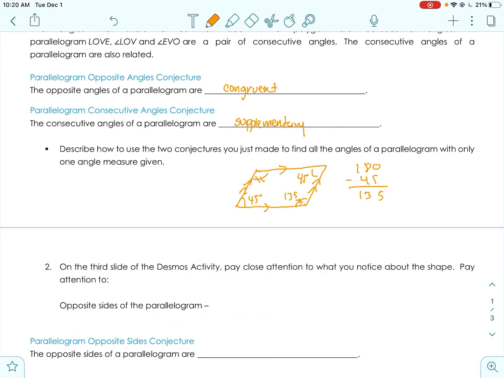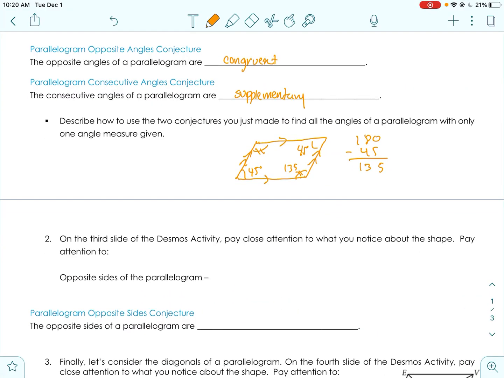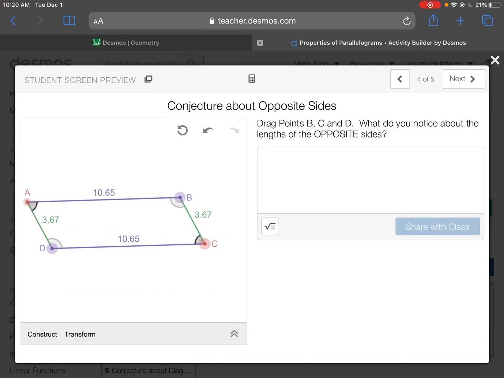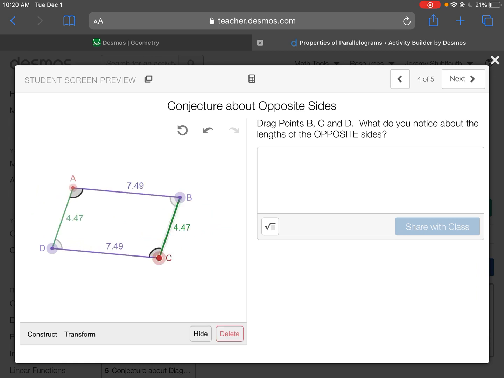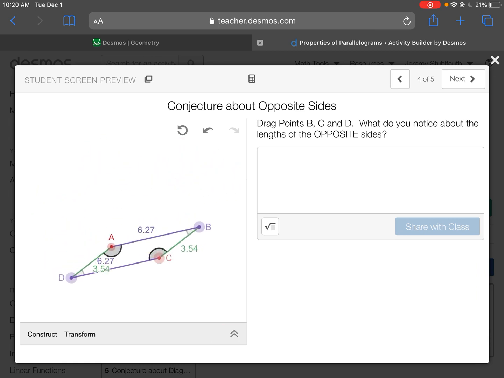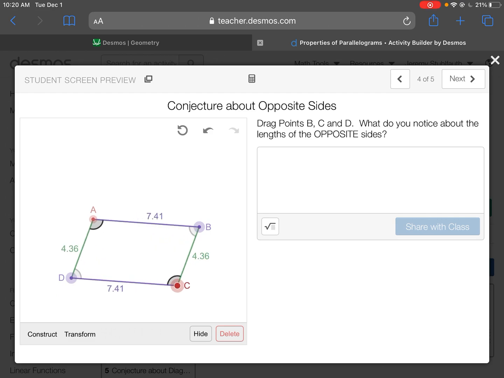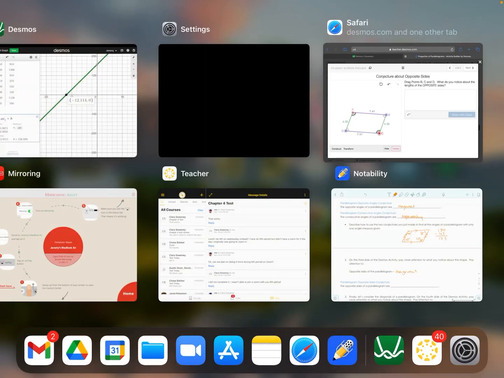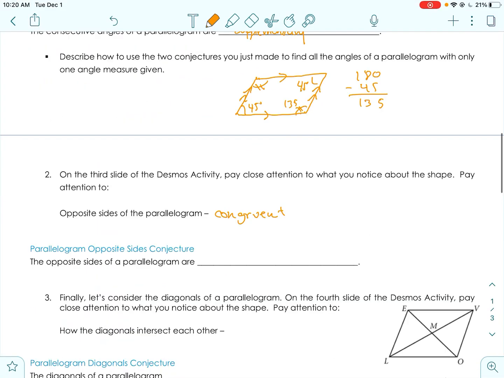So we can jump over here. We noticed that the opposite sides of the parallelogram were congruent, and I'm creating tons of different parallelograms here right now. The opposite sides are always congruent. So we can make a conjecture based on those observations that the opposite sides of a parallelogram are congruent.